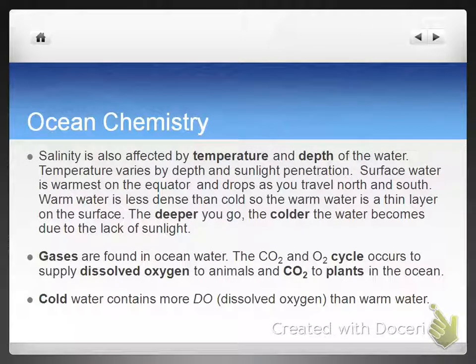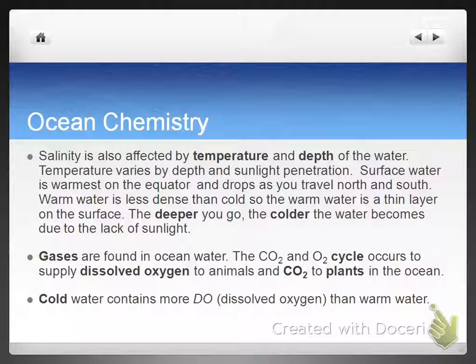He mentioned that salinity is affected by temperature. Surface water is warmest near the equator and drops as you travel north and south. Warm water is less dense than cold water, so the warm water is a thin layer on the surface, and the deeper you go, the less sunlight, the colder the water becomes.